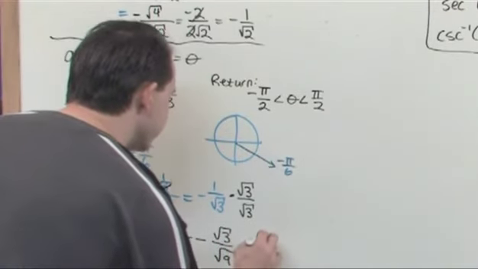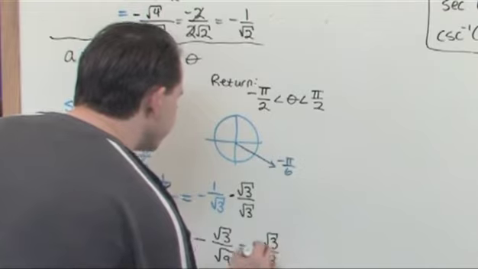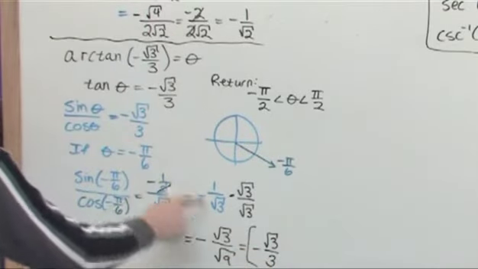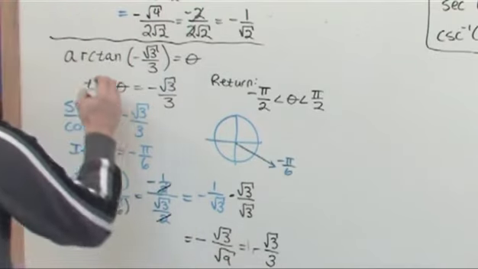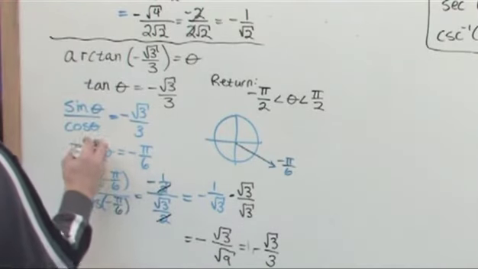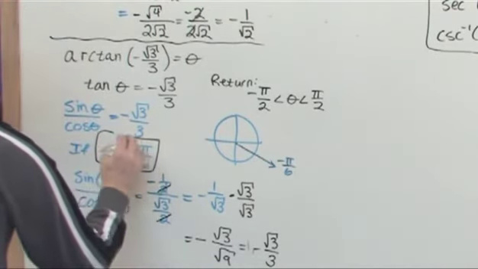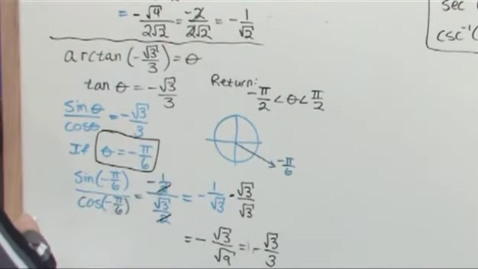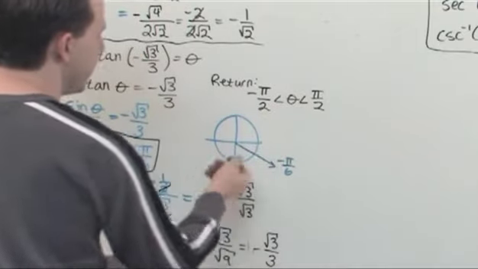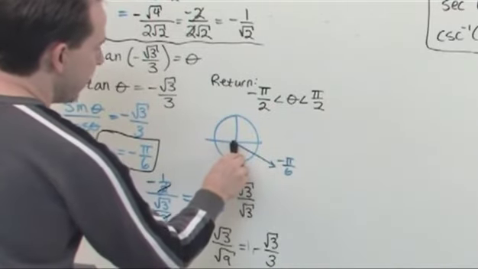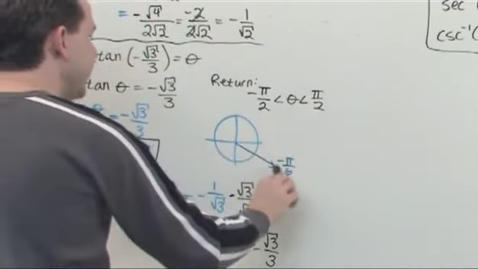So you'll have negative square root of 3 over 3, which is the answer here, and that matches exactly with this. So that actually isn't the answer. The answer is the angle that we chose, which is negative pi over 6. And you just want to make sure, just for a sanity check, negative pi over 6 is between negative pi over 2 and positive pi over 2. This is negative pi over 2. This is positive pi over 2, so it is in that range.